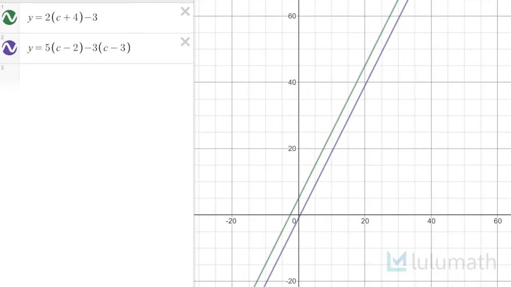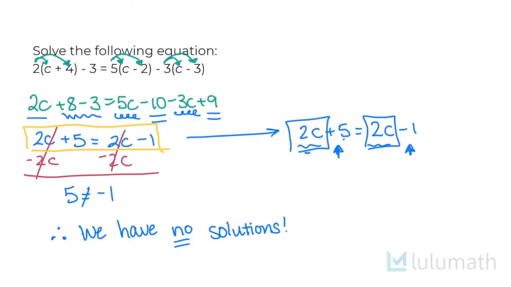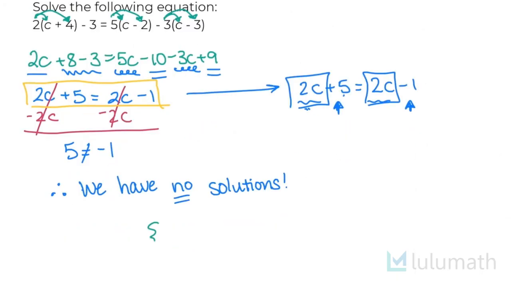Therefore, there is no value of c that will give us the same answer on the left side of my equation as it will on the right side of my equation. And this is also known as the null set. So we can write our notation as follows, and this means the null set, which means there is no solution.